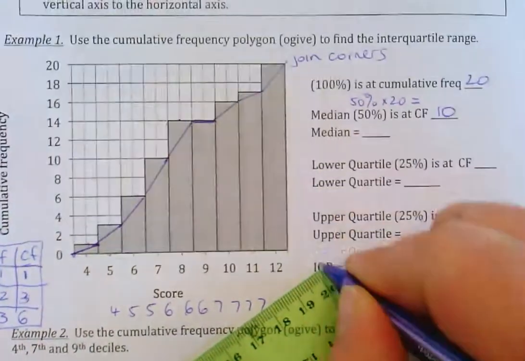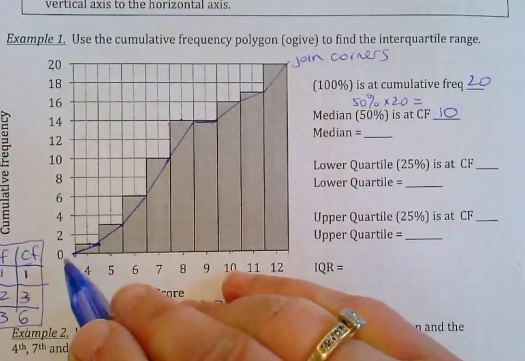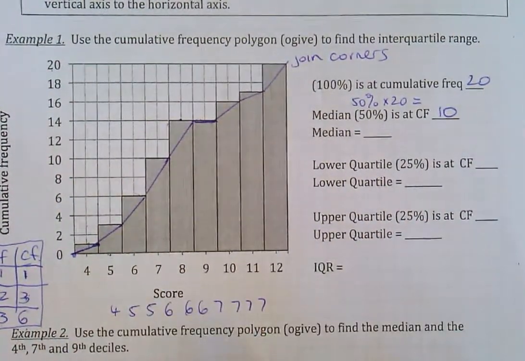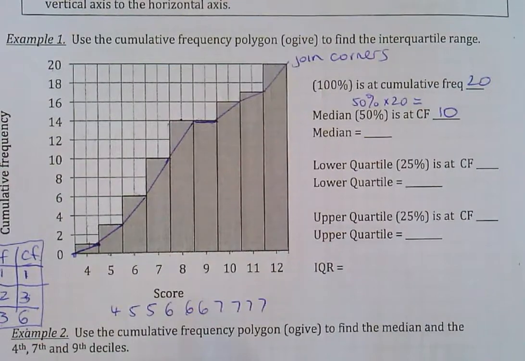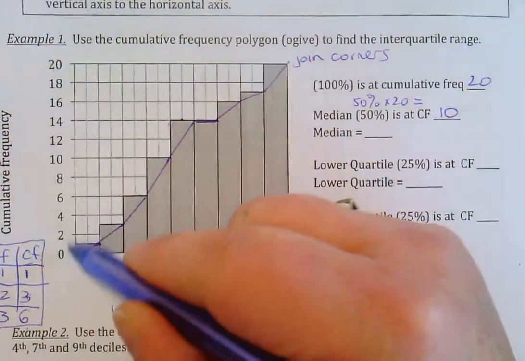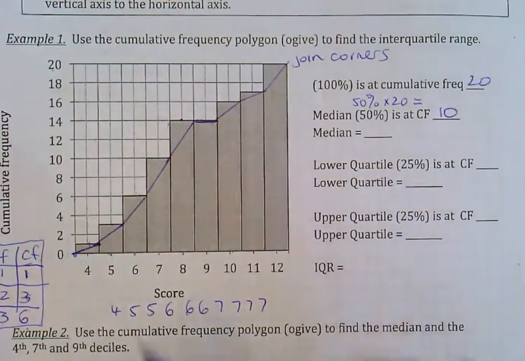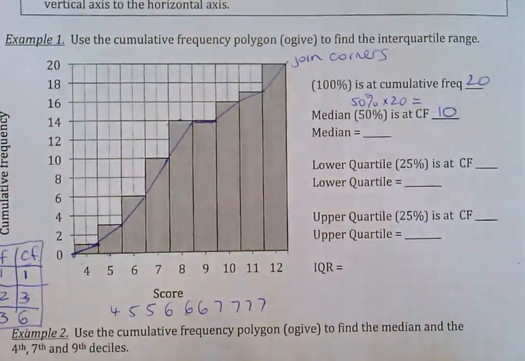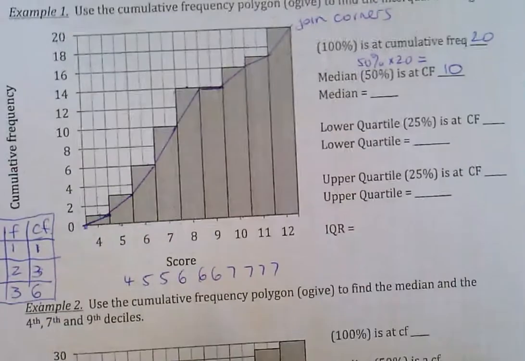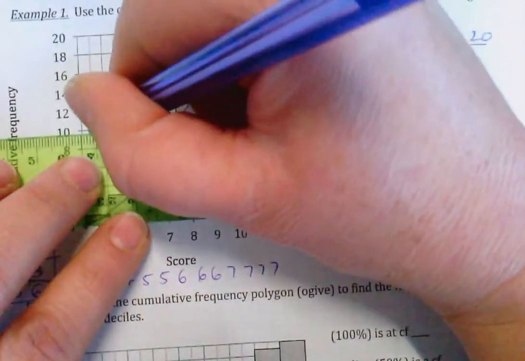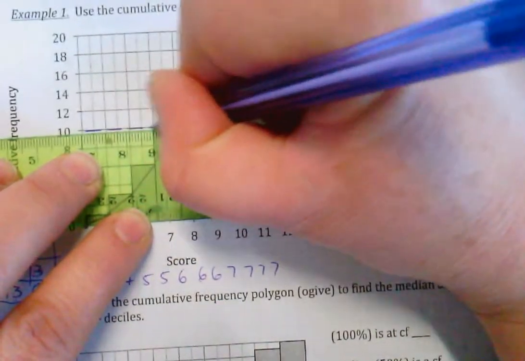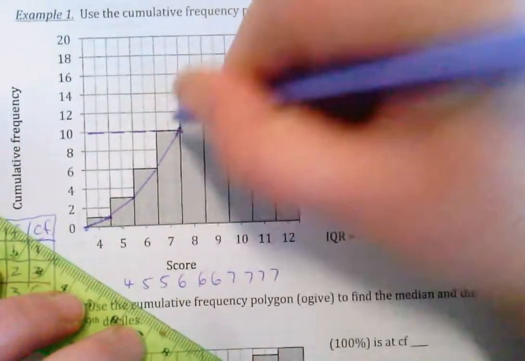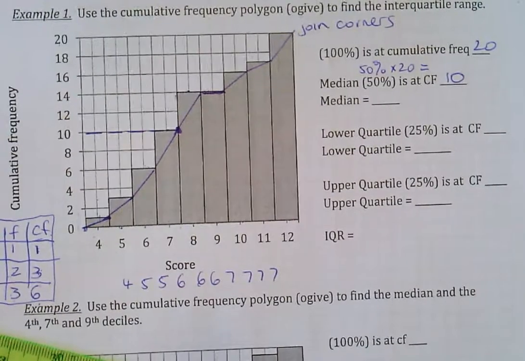And you never go back down like with the other one. Notice there's no half column gap at the beginning, like there is for a frequency histogram. A cumulative frequency histogram has no half column gap at the beginning. Just join the ends of the columns. So if you want to read off your median, you come across at 10, you hit the line. I should do this in another color.